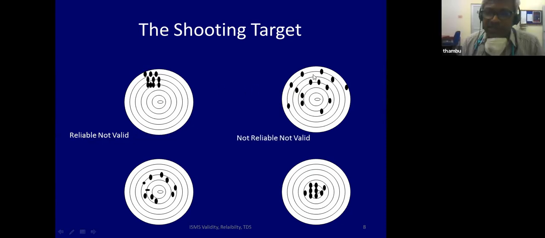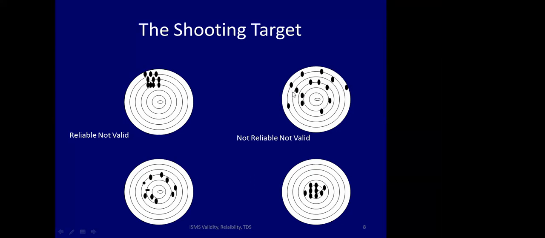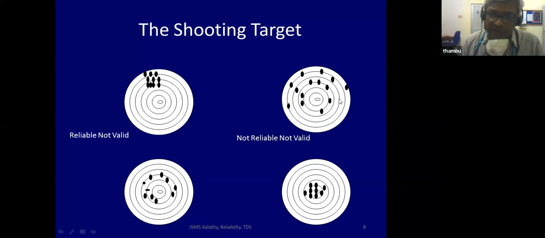Now look at this test. It's not reliable because the same gun shooting at the same time is giving you different target areas. So it is not even giving very close results. It should have been all close together. Secondly, the results on average are not close to the center of the target, which is the truth where it should have hit. So this is an example of a test which is neither reliable nor valid.